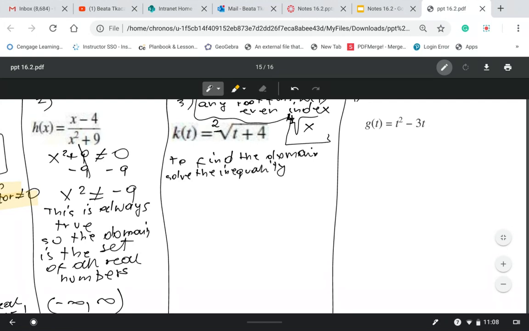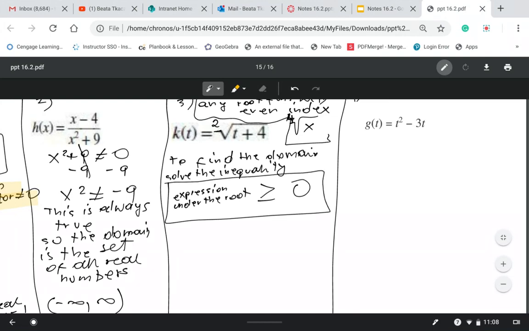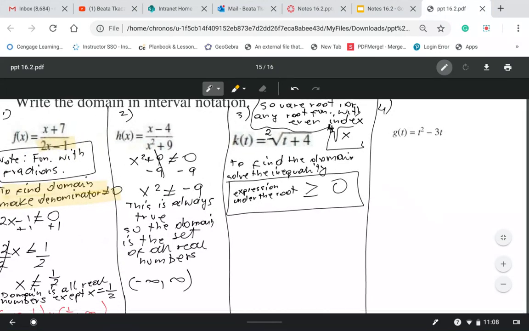Always. Expression, so I will just put it that way. Expression under the root has to be greater than or equal to 0. This is the inequality which you're always solving, because we know that to find the square root or any root of even index, the expression which is under the square root has to be 0 or greater than 0. You cannot evaluate the square root when you have a negative number under the square root.